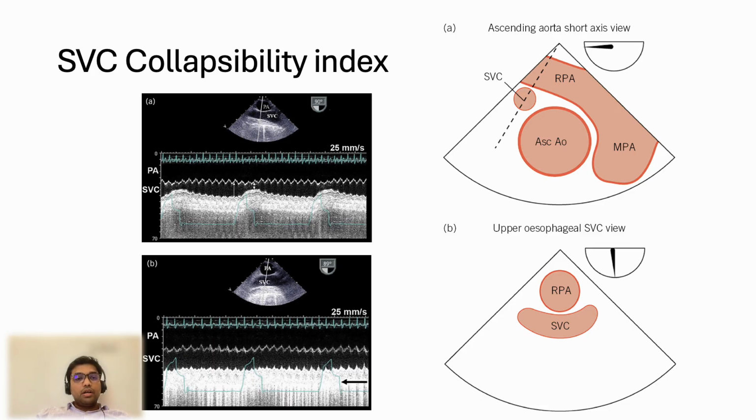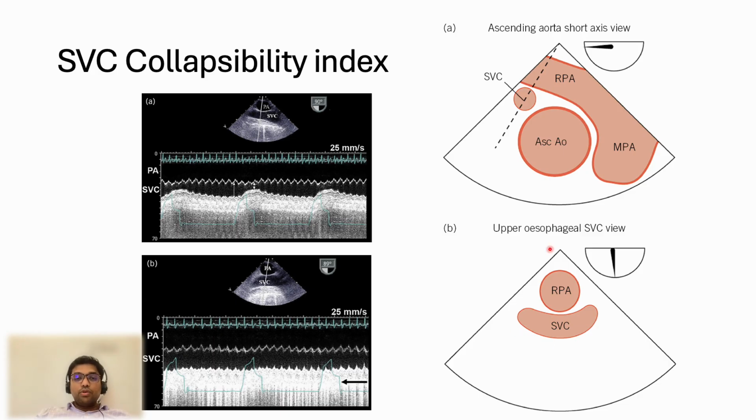Now, superior vena cava collapsibility index, how will you do it? You will do it by going to the ascending aorta short axis view, where you will get this kind of image. You will get a cross section of your ascending aorta, your main pulmonary artery and your right pulmonary artery, and there you will be able to see your SVC. You will have to rotate your TE probe more towards your right to get your SVC more towards the center of the image, and then you will change the omniplane angle to 90 degrees to create a longitudinal cross section of your SVC.